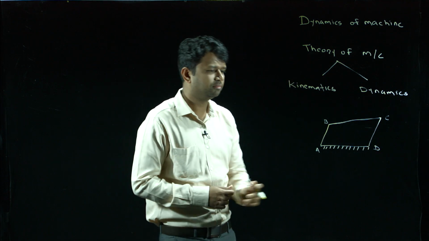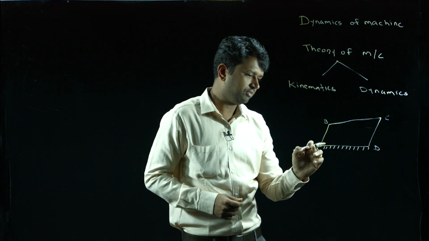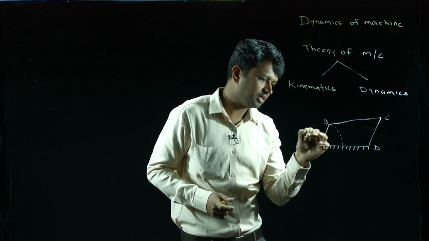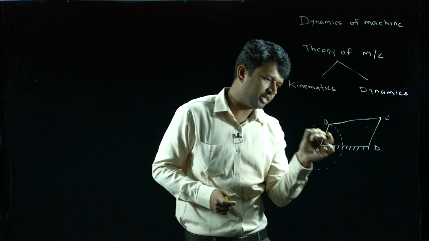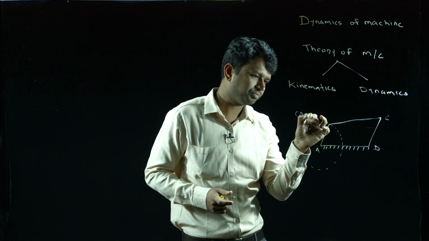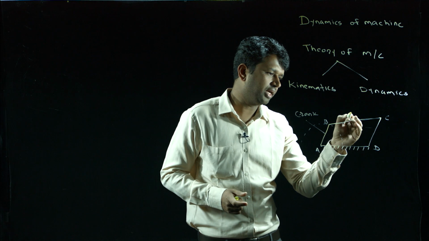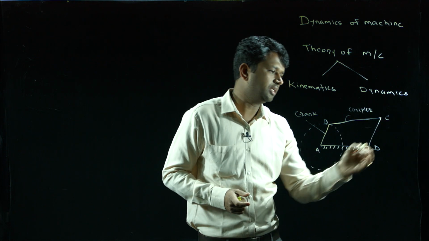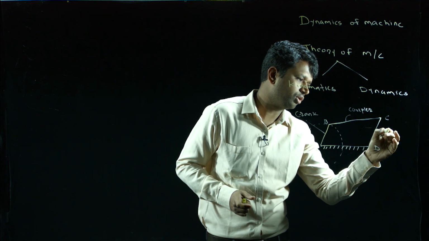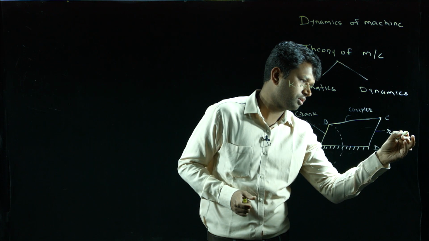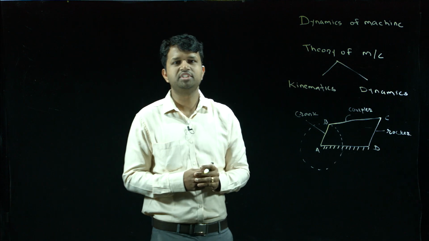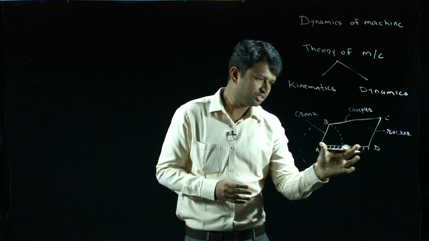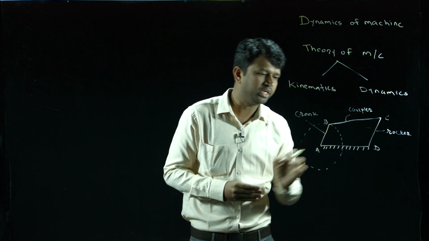Now in this mechanism, the link AD is fixed, whereas link AB is a rotating member. It rotates about point O. This link is also known as crank. This is known as coupler and this part is known as rocker. Okay, so every machine is made up of various mechanisms and that mechanism is made up of various links. So this portion is known as link of that mechanism.